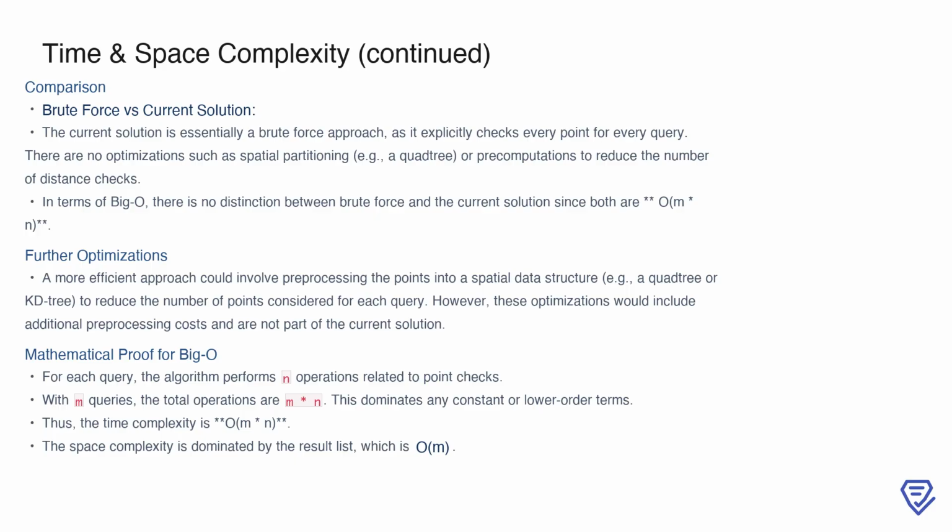From a mathematical perspective, the total number of operations is determined by the product of m queries and n points, which dominates any lower-order terms. Thus, the time complexity remains O(m * n). Meanwhile, the space complexity stays O(m), as the result list accounts for the primary space usage. Together, these complexities summarize the algorithm's performance and potential areas for future improvement.